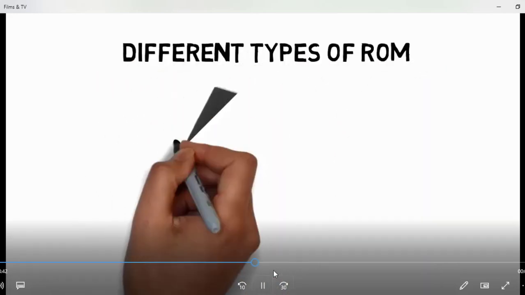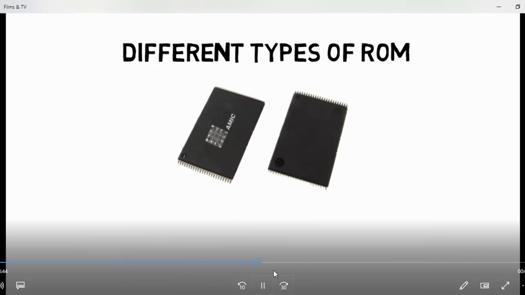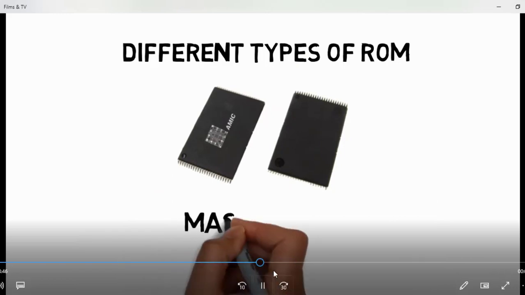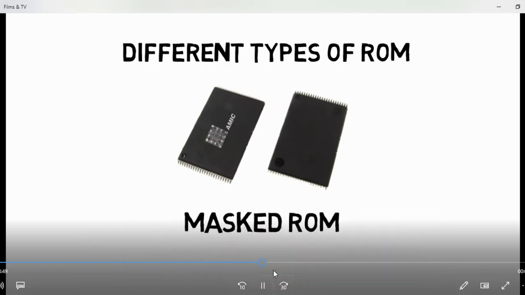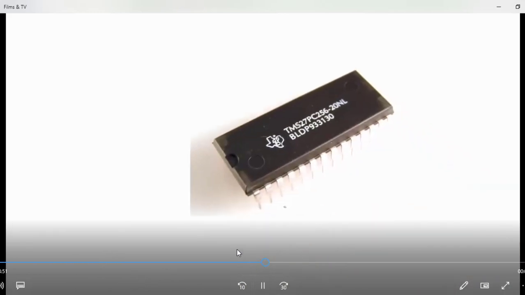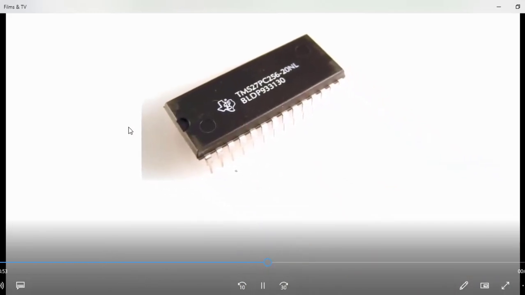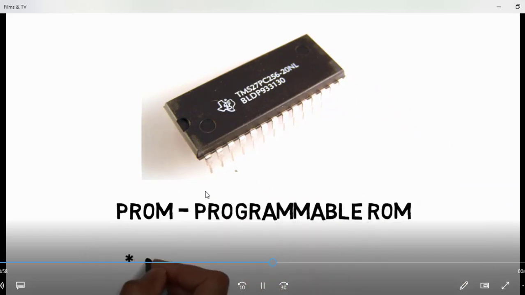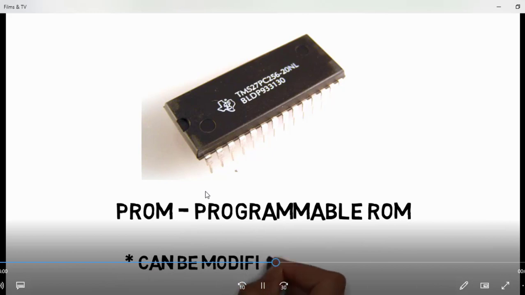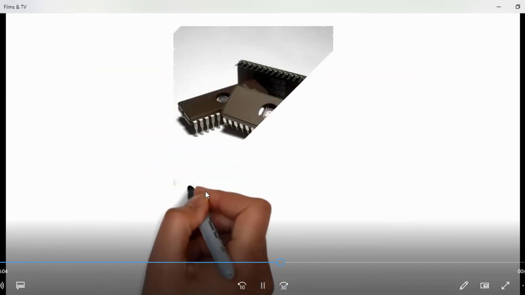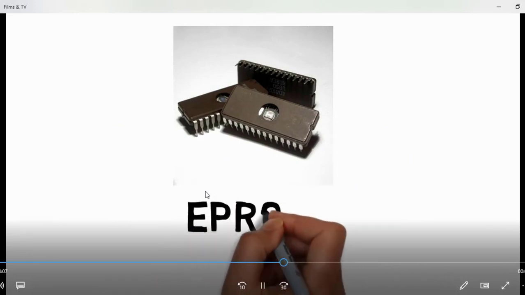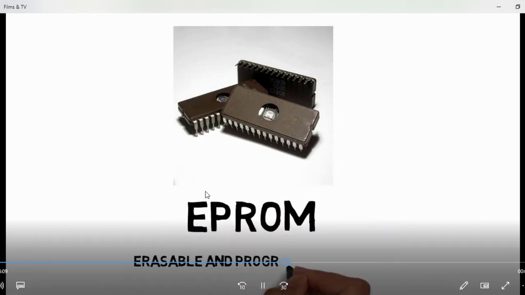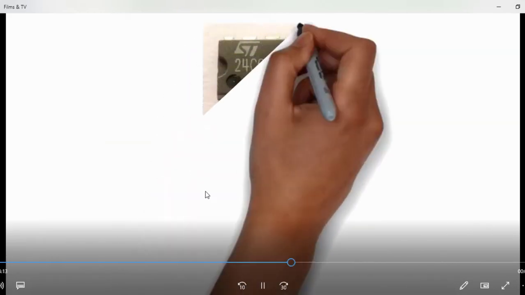Different types of ROM. First, mask ROM. Then PROM. PROM is a programmable ROM. It can be programmed only once and cannot be erased. The next ROM is EPROM, that is erasable, programmable, read-only memory. The data can be erased.